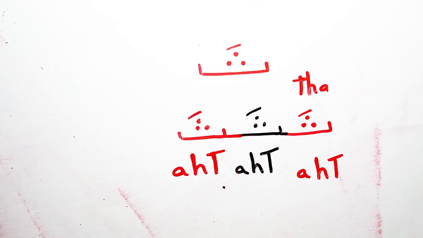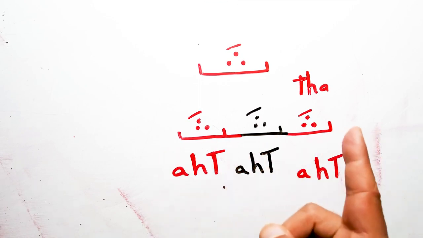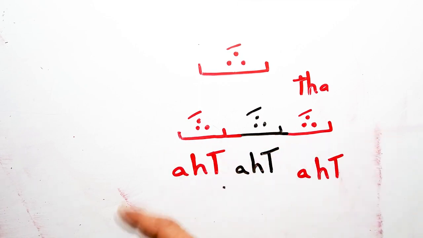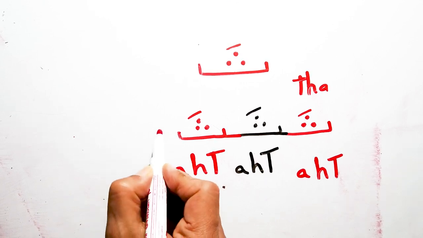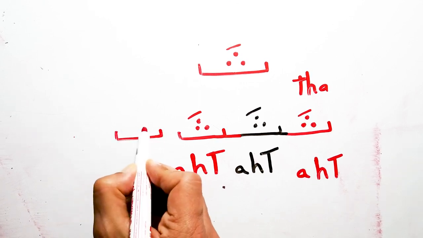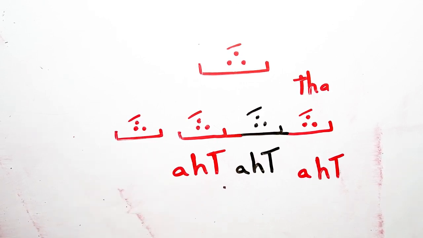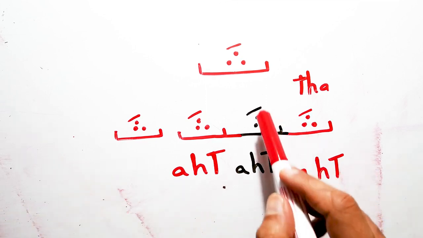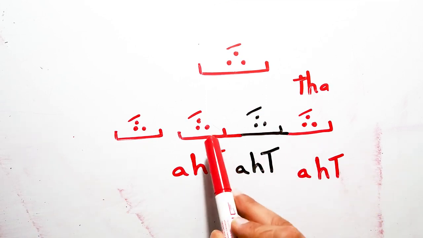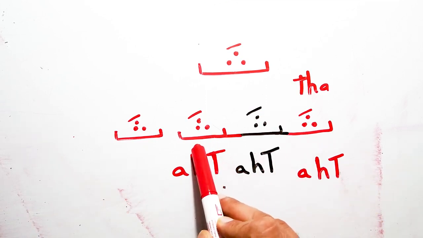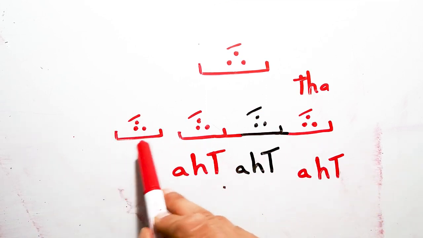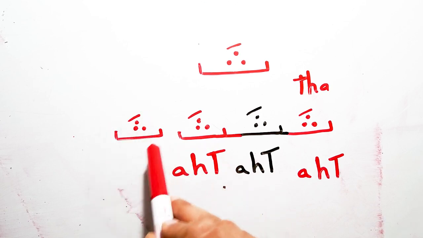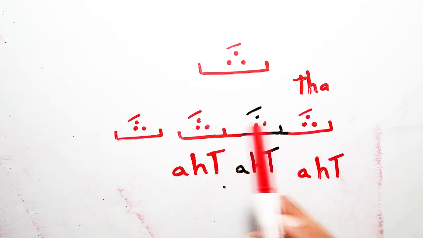Let's read it at the normal speed. Tha. Tha. In the end of the word, it can be like this as well. So, tha in the beginning of the word is one shape. Tha in the middle of the word is one shape. Tha in the end of the word as well, it is one shape. And finally, it can be like this in the end of the word. Tha.